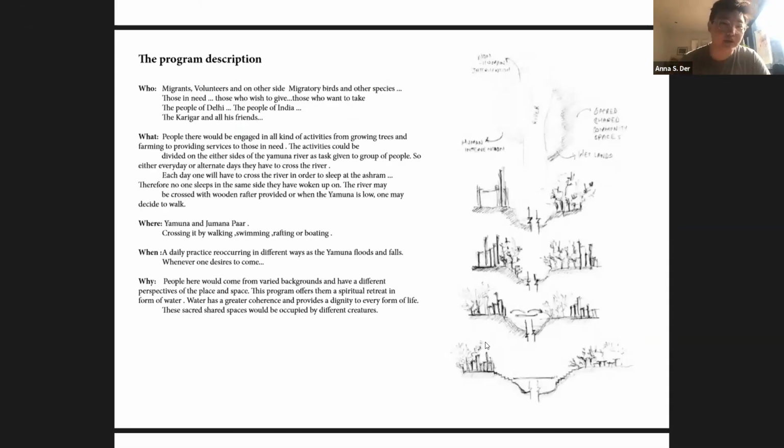So we were working between many different things, going back and forth with idea to ground level with the feet on the ground. And so we began with who, what, where, when, and why. With the who, we were talking about people in need, migrants, people who want to give to people in need, not just people, but also other species that coexist with each other. The people of Delhi, the people of India.